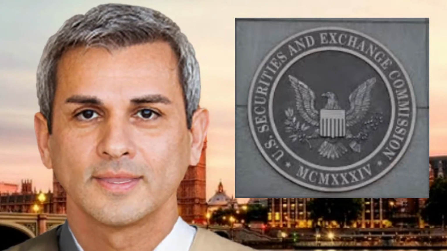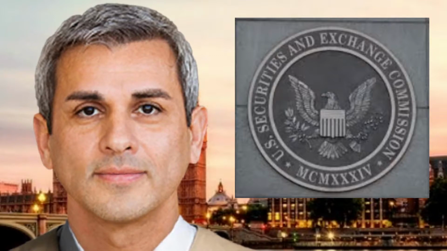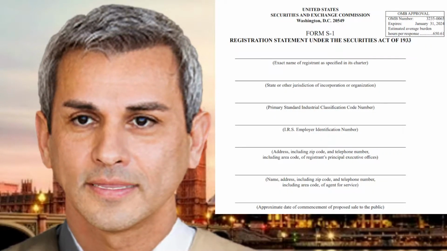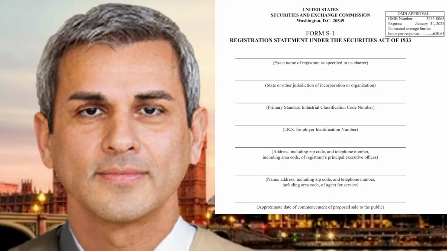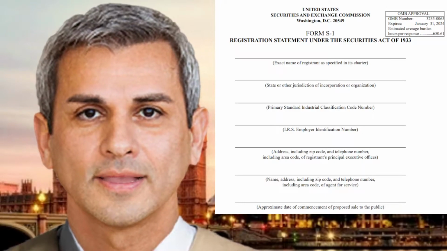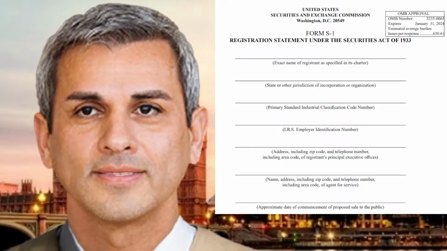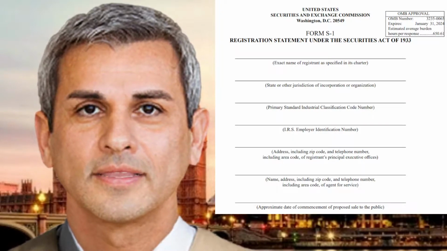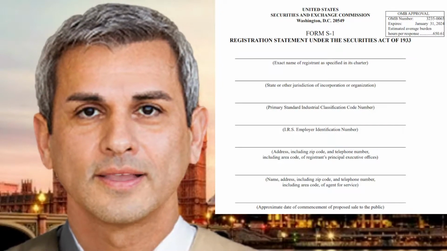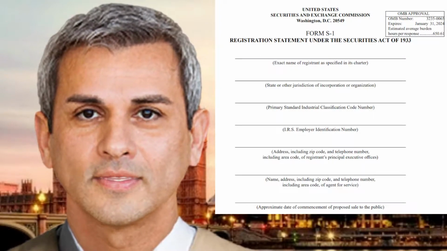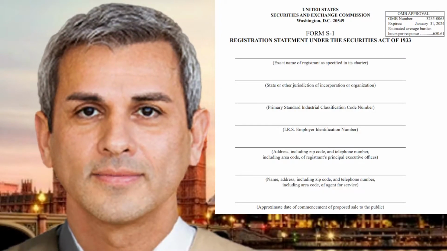Here are some of the most common forms that companies are required to submit to the SEC. Registration statements. Registration statements provide information about the securities being offered by a company as well as its financial condition. A company preparing to offer securities to the public will file a Form S-1 registration statement with the SEC.